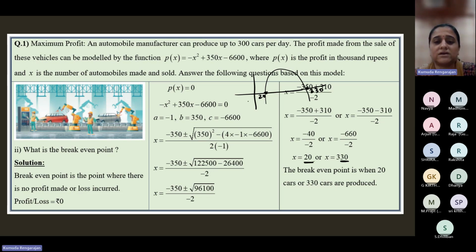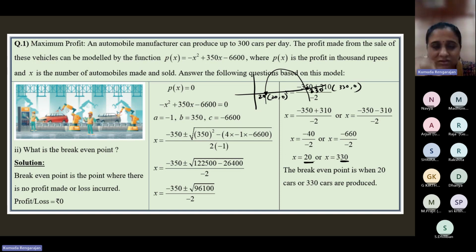And clearly here, what will be the coordinate of this point? It will be 20, 0. The y value is 0. And here it will be 330, 0. And the profit is what is represented along the y-axis.